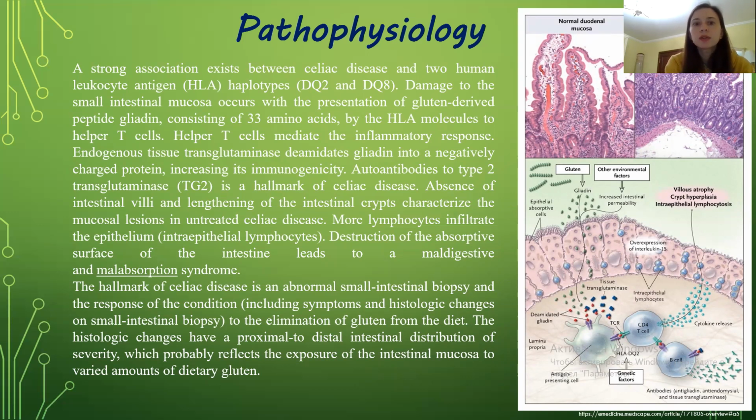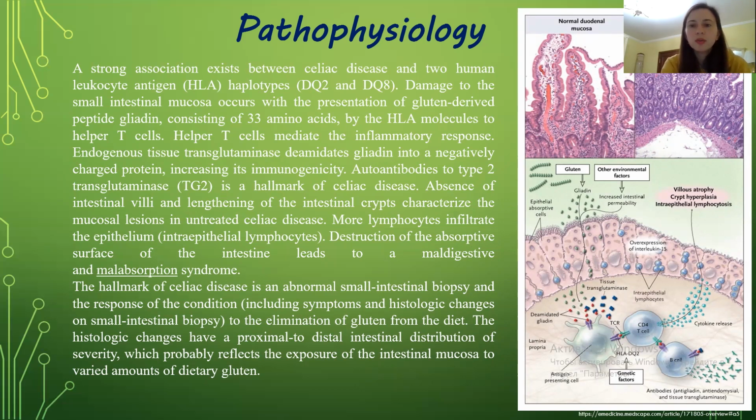Endogenous tissue transglutaminase deamidates gliadin into a negatively charged protein, increasing its immunogenicity. Antibodies to type 2 transglutaminase are a hallmark of celiac disease. Absence of intestinal villi and lengthening of the intestinal crypts characterize the mucosal lesions in untreated celiac disease. More lymphocytes infiltrate the epithelium.